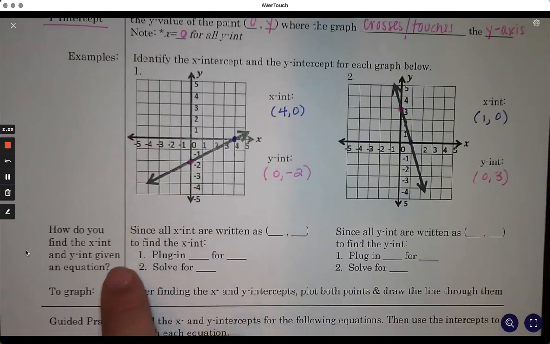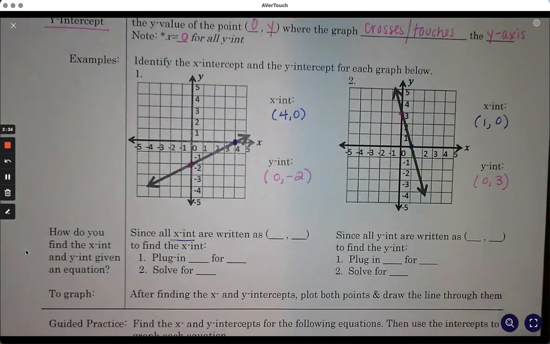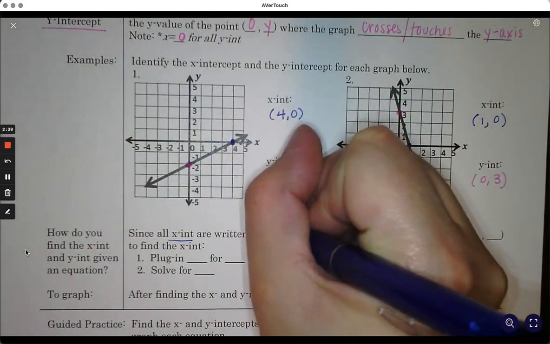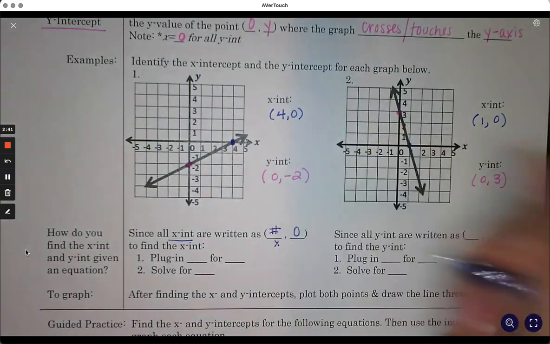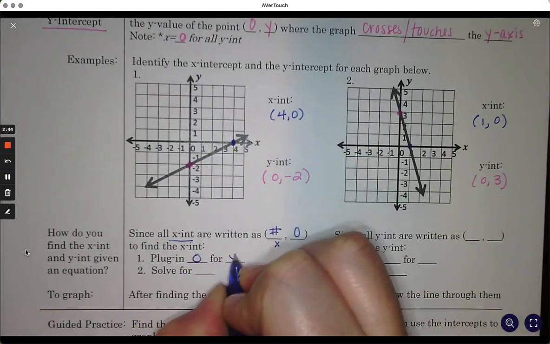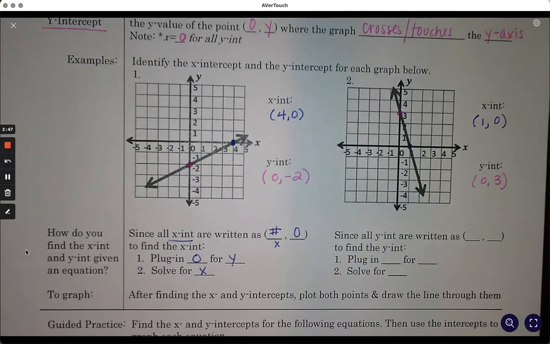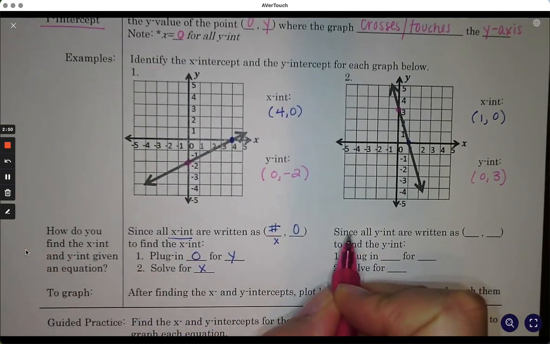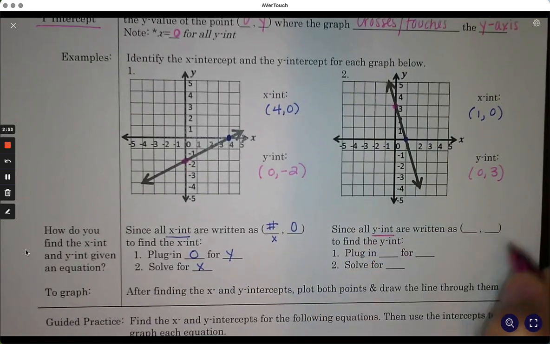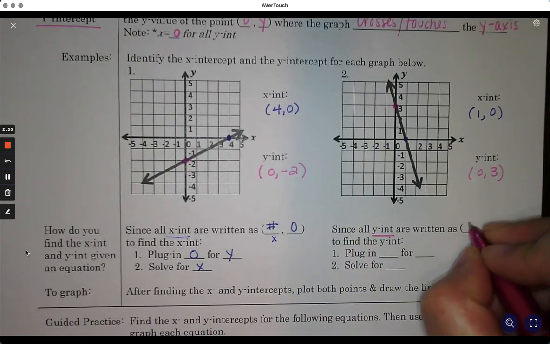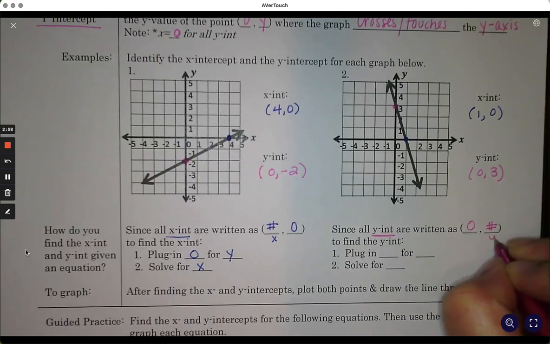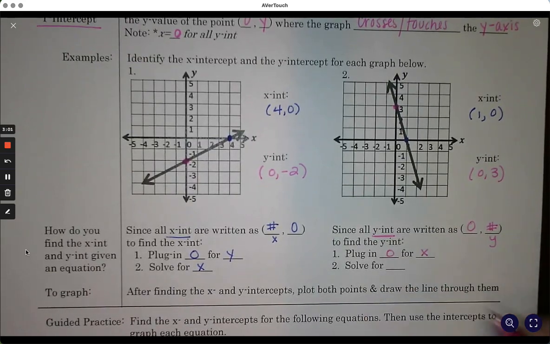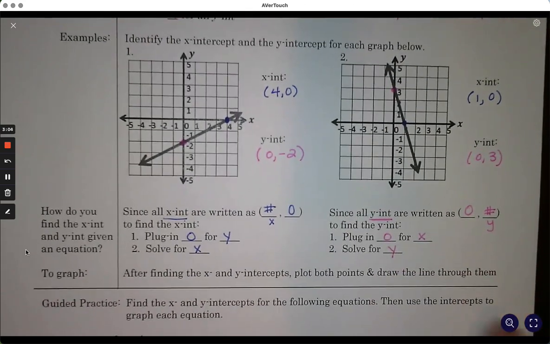So how do you find the x-intercept or the y-intercept if you're just given an equation, there's no graph, you can't plot anything? Since all x-intercepts are written as a number, which we know is our x value, and 0, we're going to plug in 0 for y and solve for x. If we're looking for a y-intercept, those are written as 0 and a number, which we know is y. Plug in 0 for x and solve for y. Okay? And in a second, I'm actually going to show you the cover-up method.